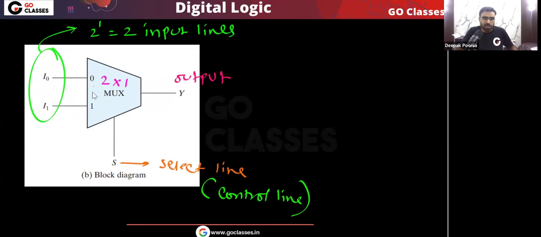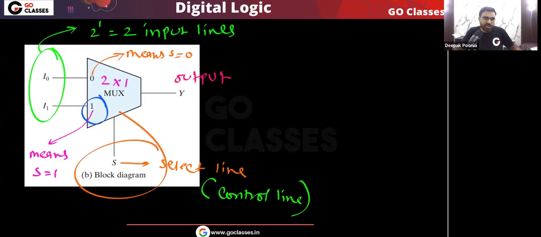Let me tell you what this 1 means inside this block diagram, this multiplexer. This 1 simply means S equal to 1. So when S is equal to 1, then remember this I1 will appear in the output. Means output will be equal to I1. And remember this 0 inside this block diagram, this 0 means S equal to 0. Means when this select line S is equal to 0, then this I0 will appear in the output. Y will be equal to I0.